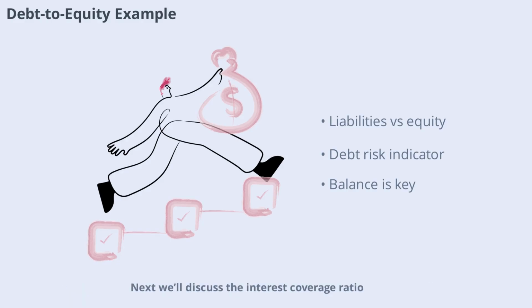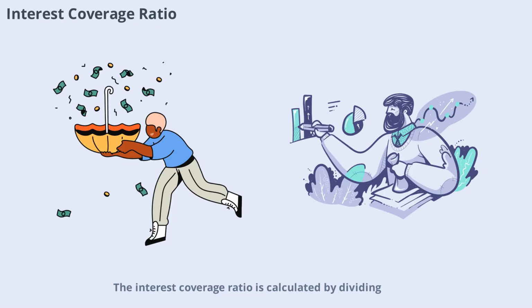Next, we'll discuss the interest coverage ratio, which measures a company's ability to pay interest on its debt. Interest coverage ratio is calculated by dividing earnings before interest and taxes, EBIT, by interest expense. This ratio shows how easily a company can pay interest on its debt. A higher ratio means the company has more than enough earnings to cover interest payments, reducing the risk of default. A low ratio could signal financial distress.